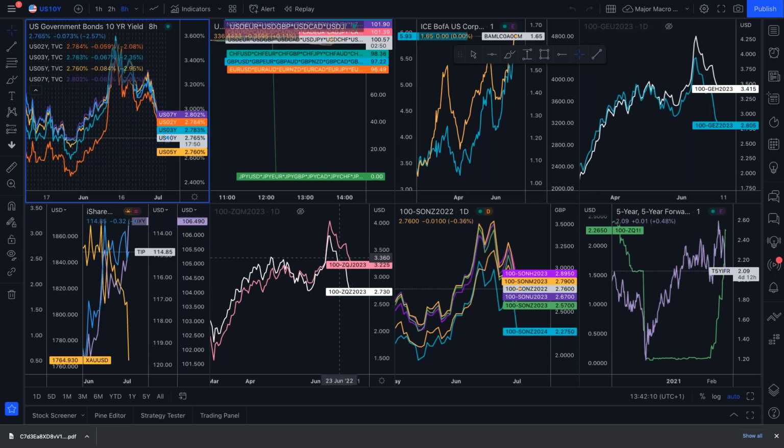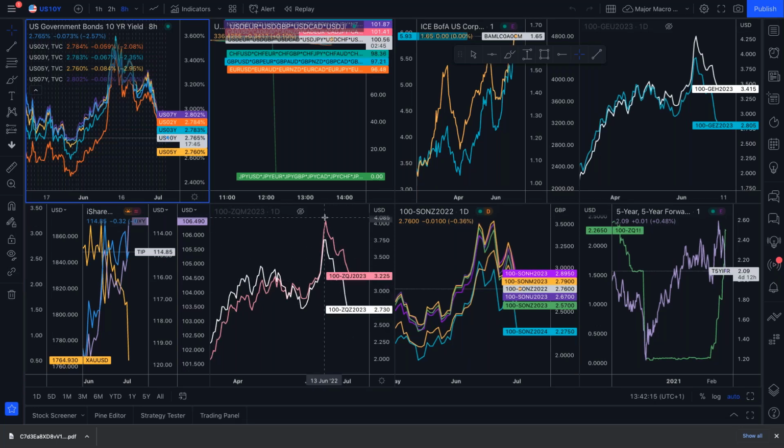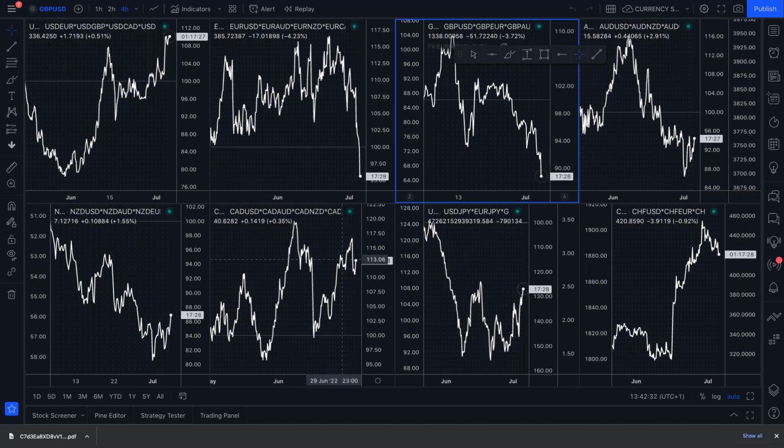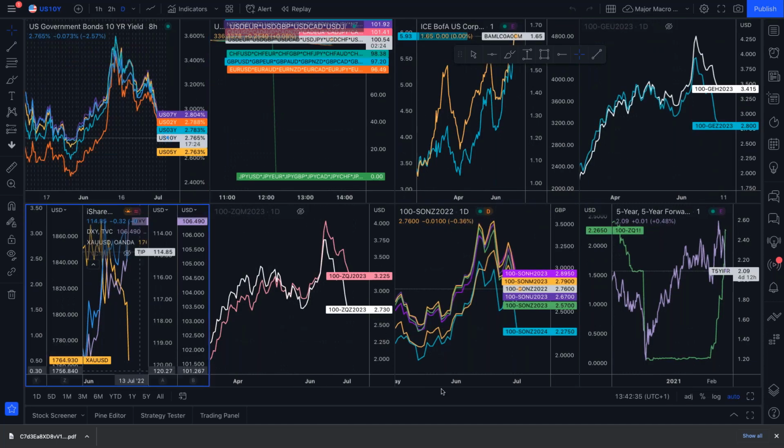Can you see the Fed fund futures? The Fed fund futures have pulled back from the middle of June. We were expecting the Fed to raise interest rates to 4% by December 2023. And now the Fed's only expected to raise interest rates to 3.2% by 2023. So in other words, interest rate expectations have been dropping recently. Okay.